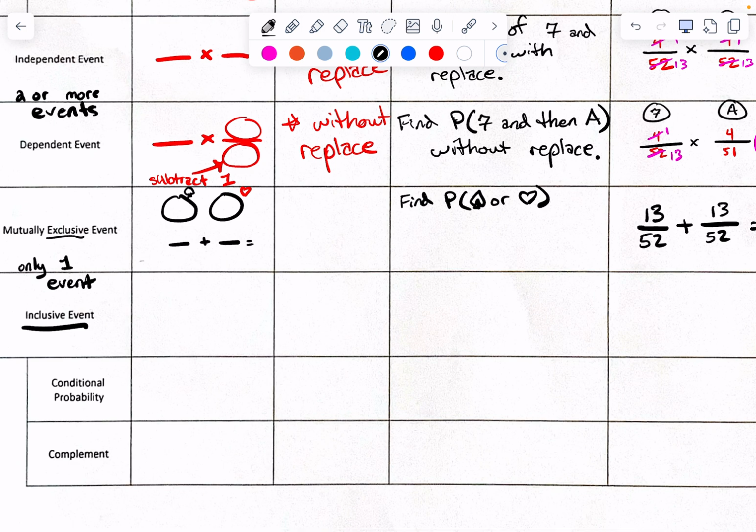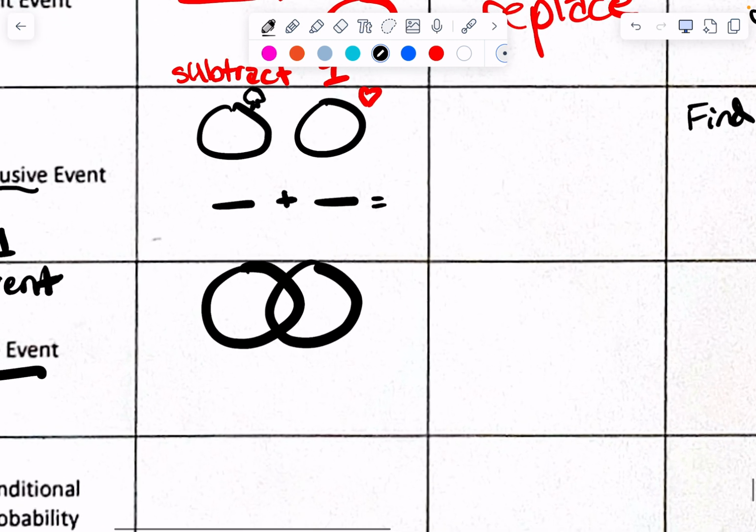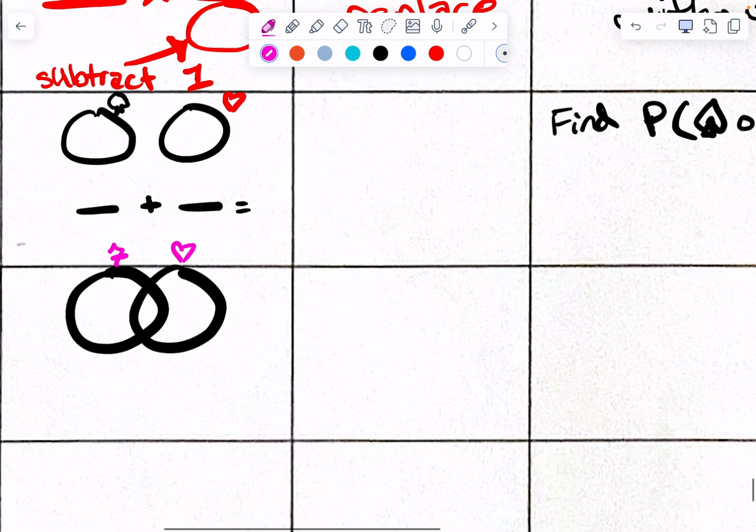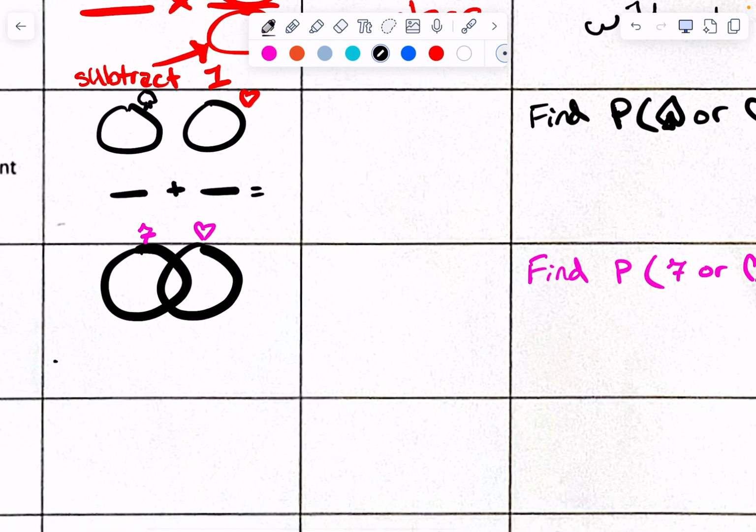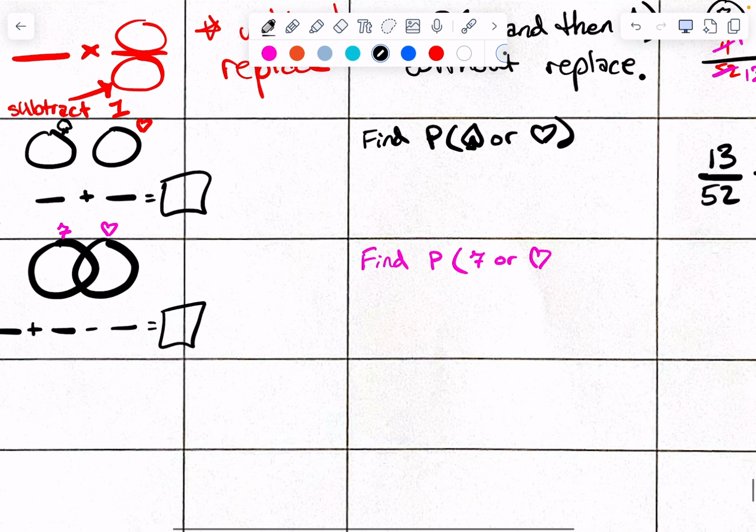Inclusive though is when you have this going on. Give me an example of inclusive with cards. Sevens and hearts. Okay, all right. So find the probability of a 7 or a heart. The formula for this: I have to add the 7s to the hearts, but then subtract 1 fraction. And that gives me the answer. Probability of a 7 or a heart.